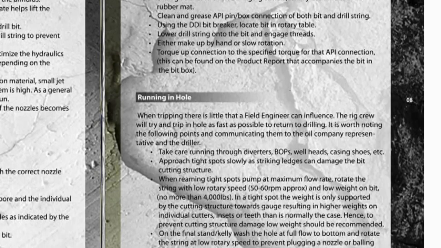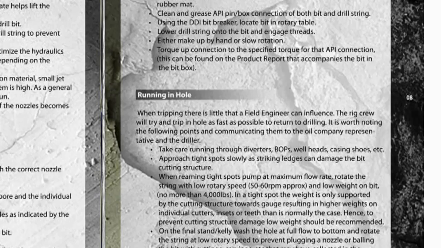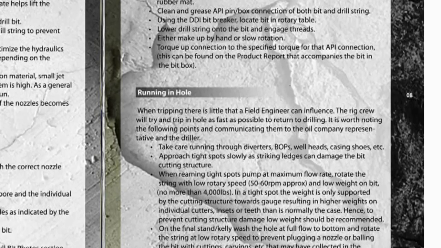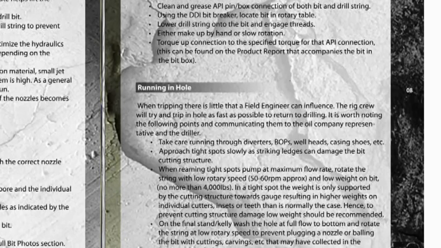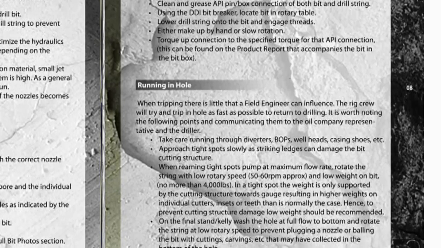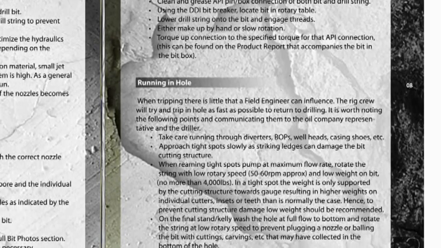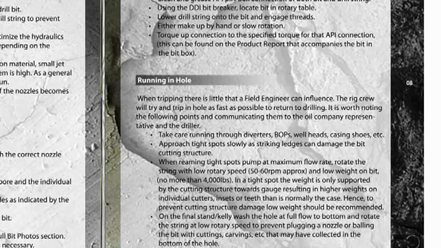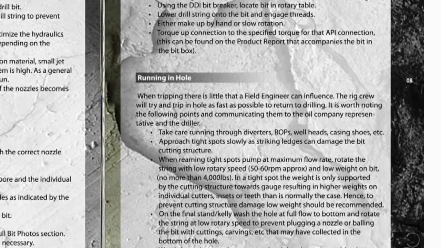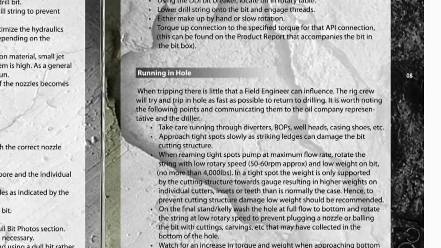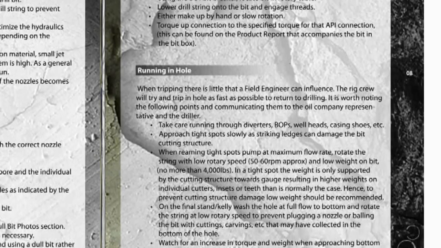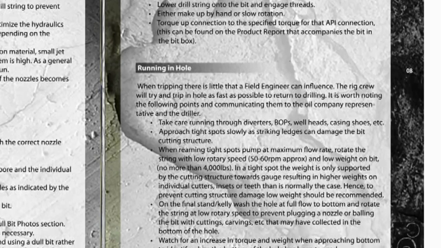Take care running through diverters, BOPs, wellheads, casing shoes, etc. Approach tight spots slowly, as striking ledges can damage the bit cutting structure. When reaming tight spots, pump at maximum flow rate, rotate the string with low rotary speed, 50 to 60 rpm approx, and low weight on bit, no more than 4,000 pounds.